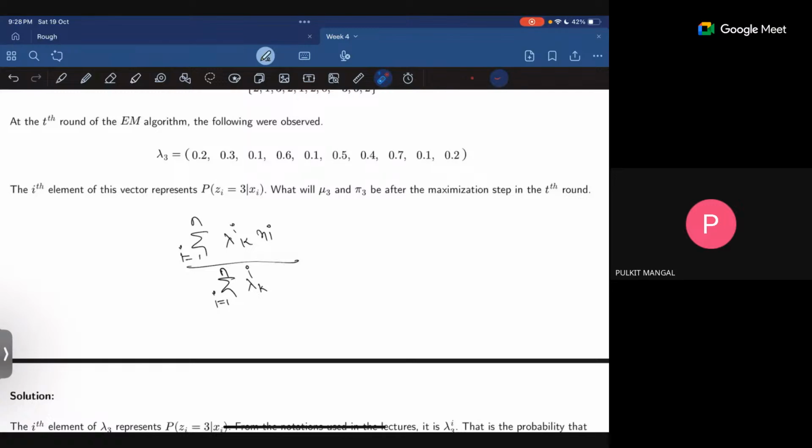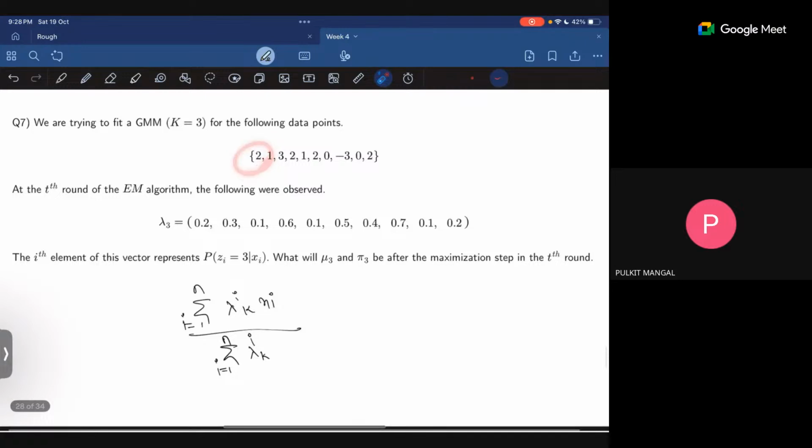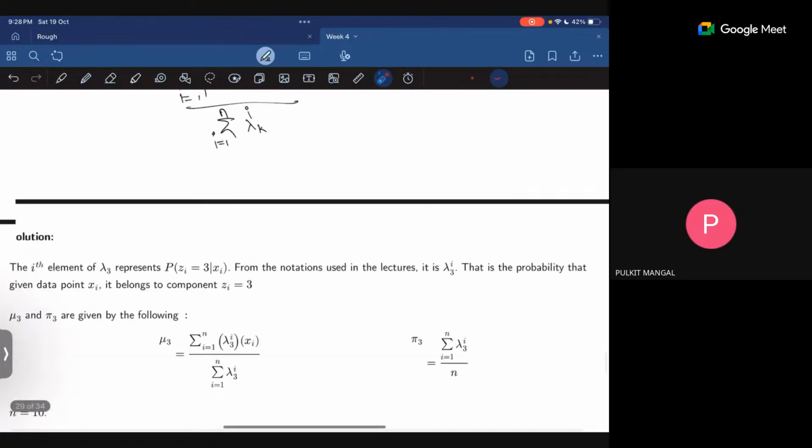Okay, how do you calculate the mu? So for mu, what will you do? The 0.2 you have been given, and you will just take the data point and multiply, and divide by the summation of these.